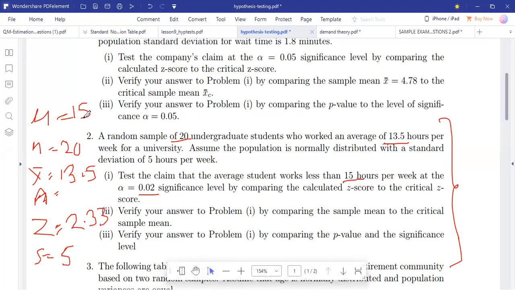Okay, so let's conduct our test. We have established that our n is what? 20, our mu is 15, and our Z is 2.33. What else did we establish? Our s is 5, and our x bar is 13.5.